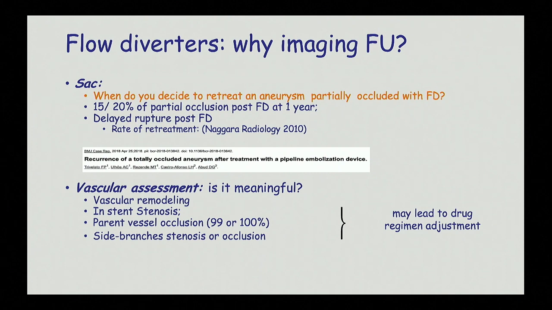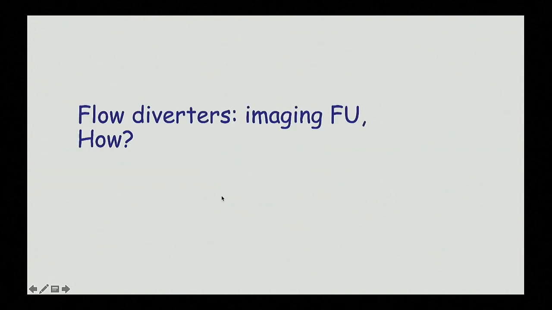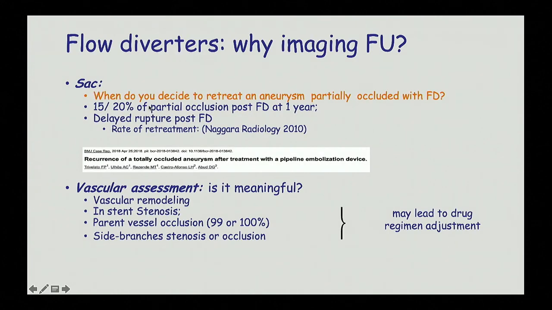Why? Because first thing, we need to decide when to retreat an aneurysm. If we have a partially occluded aneurysm with flow diverter, when do you decide to do a new treatment? We know that, again, we have something like almost 20% of partial occlusion, and we may have delayed rupture post-flow diverter.